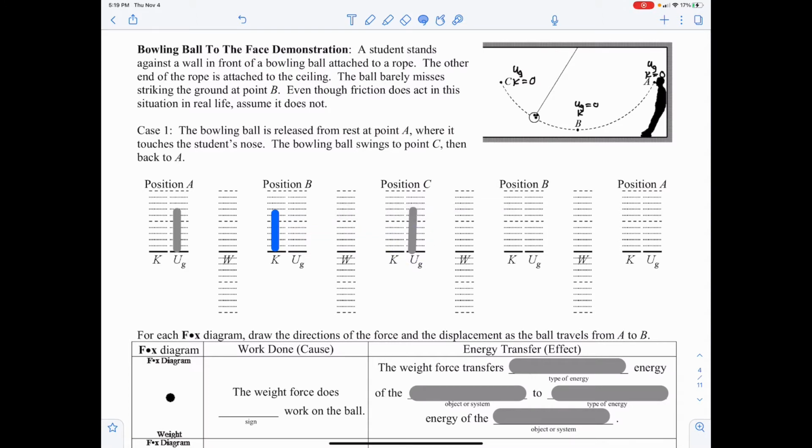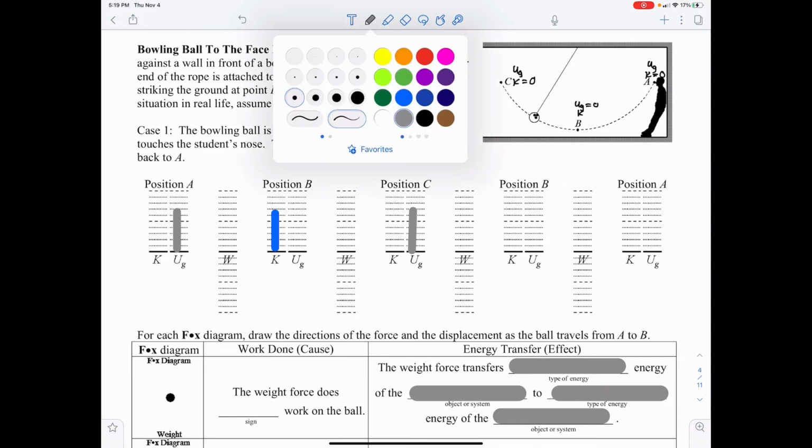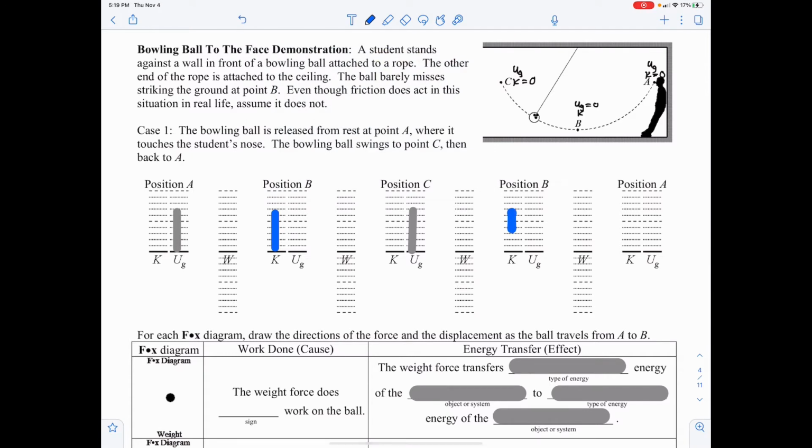The ball stops momentarily, kinetic energy equals 0 at point C, and then starts to accelerate and gain maximum speed at point B again, therefore maximum kinetic energy at point B. And that kinetic energy will again transform itself back into gravitational potential energy at point A. So we go back and forth transferring between the energies.